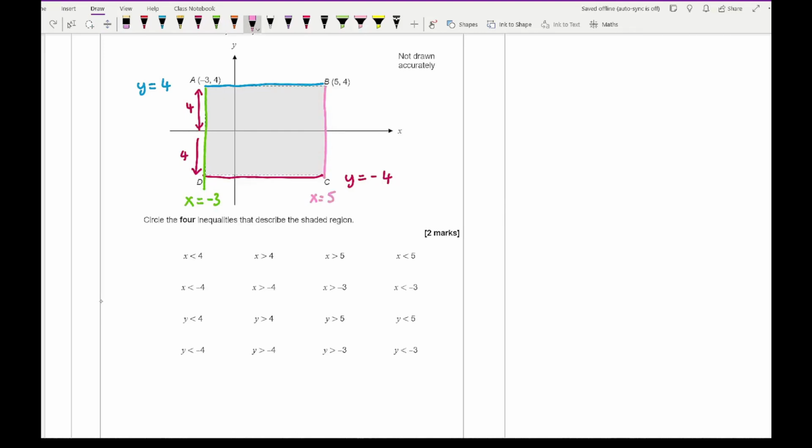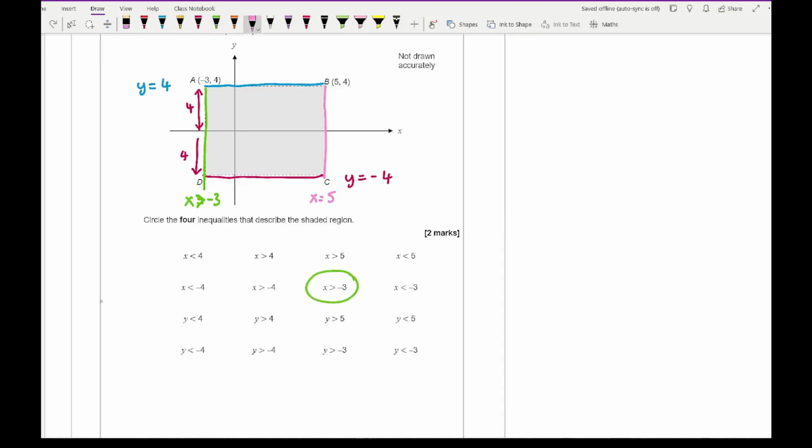Now what I then need to do is decide where this shaded area lies on either side of those lines. So looking at the green line, I can see it's on the left. So it's on the right, sorry. So I'm looking for where x is greater than minus 3, which is this one here.